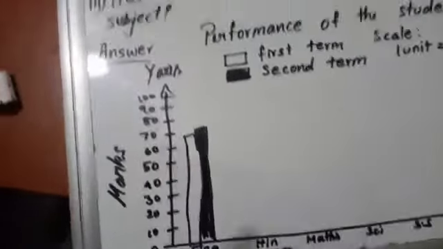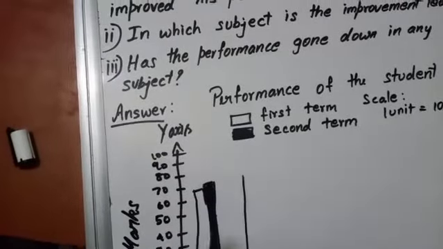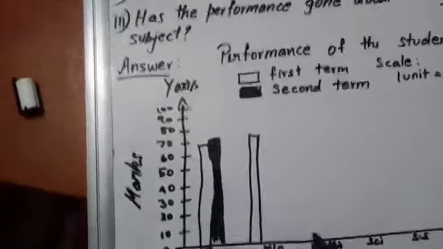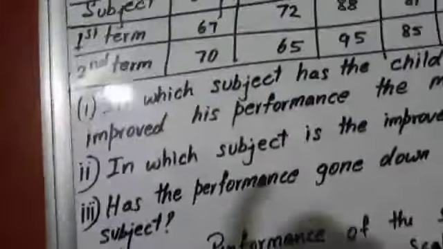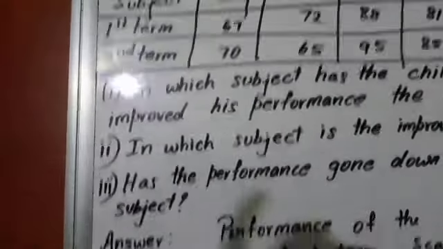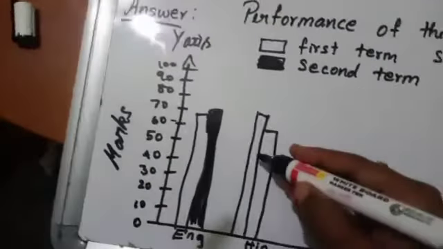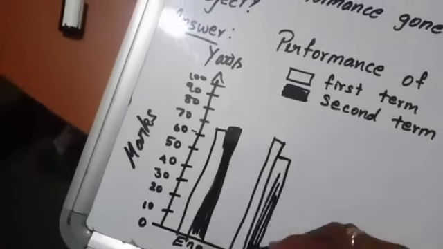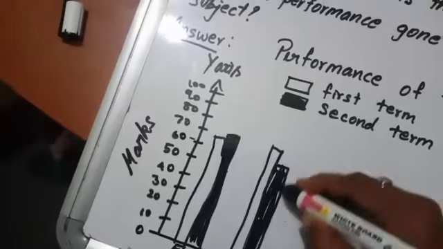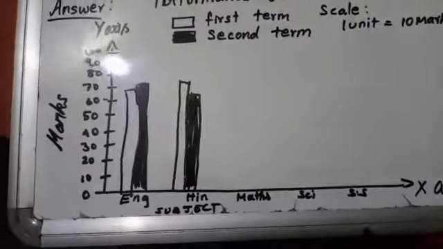Now Hindi subject. The first term 72. A little you have to go up, 72. But in the second term 65. According to the given data, you have to draw it. Second one is 65. It is the center of 60 and 70. For the second term, we have to shade it because it is easy to understand which is first term and which is second term.